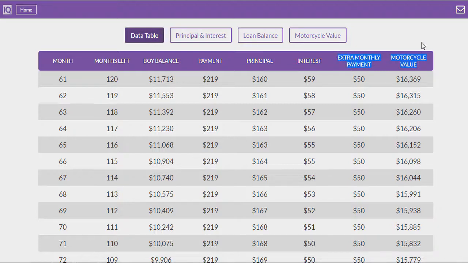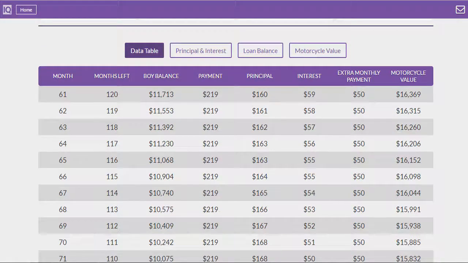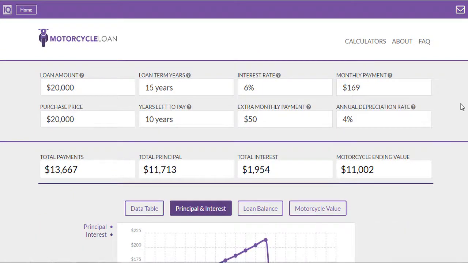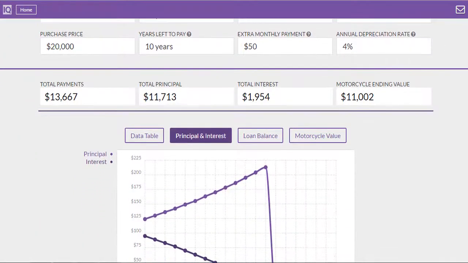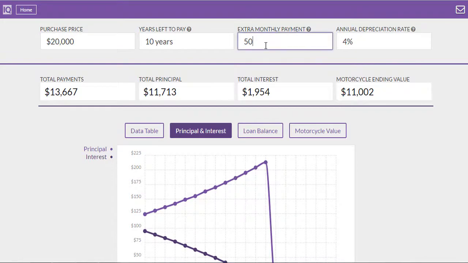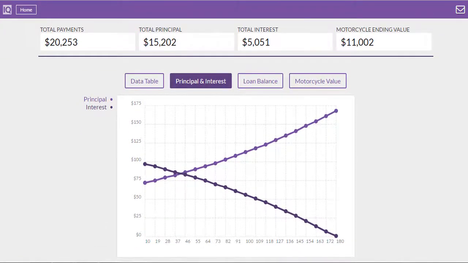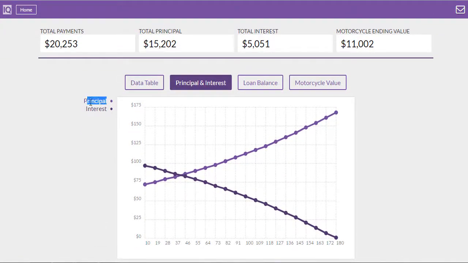The last feature to talk about in this motorcycle loan calculator are the three charts: the principal and interest, loan balance, and the motorcycle value. Each of these charts are line charts and help the user visually see different aspects of their motorcycle loan. Be sure to check out the key over here on the left, and if the user hovers over the dots along the line chart, they can get more details on the data in that year.